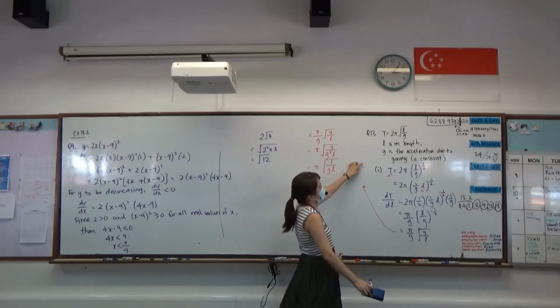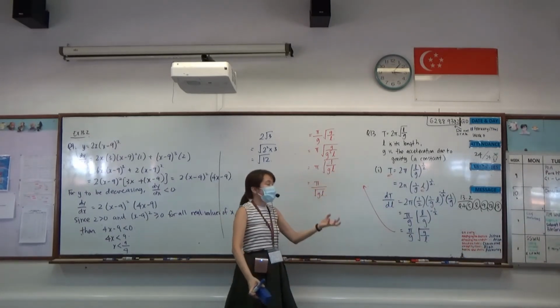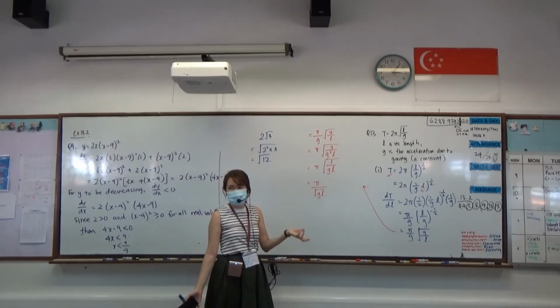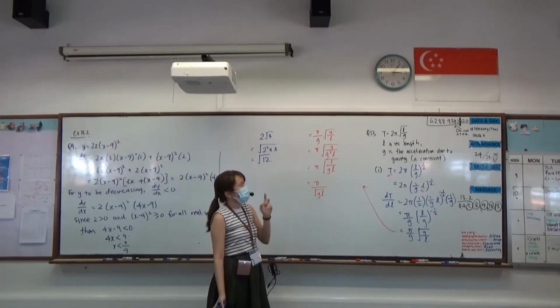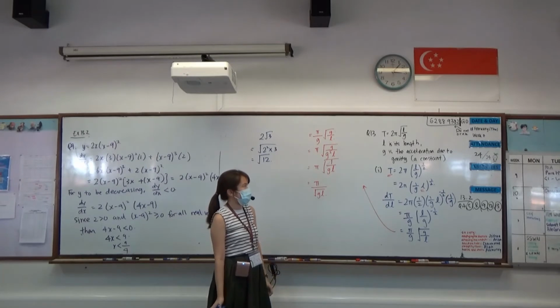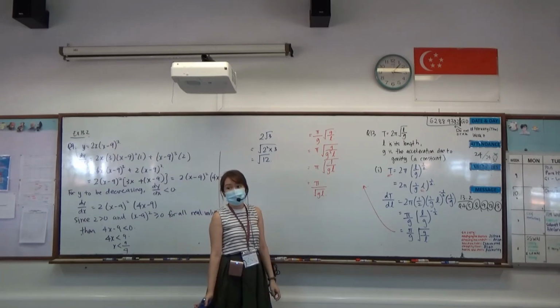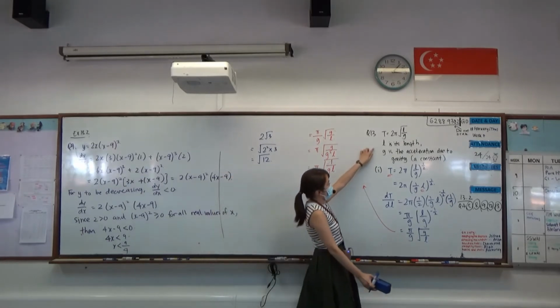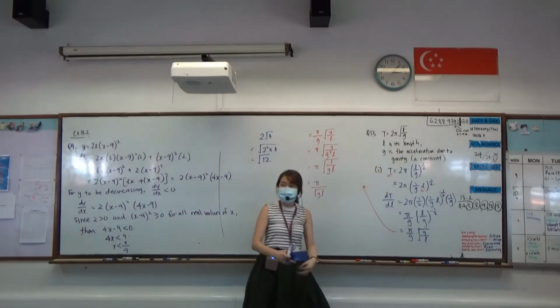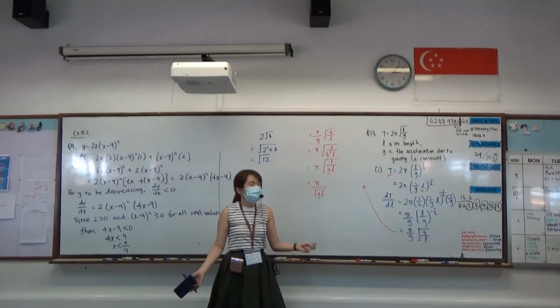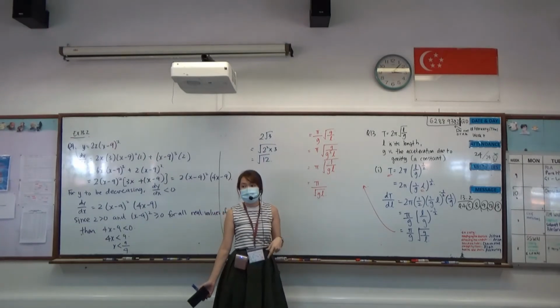So g is actually the acceleration due to gravity, right? So that is 10 meters per second squared. And actually, to improve the question, they should have specified that g is more than 0. If you know that g is more than 0, and since L is a length, length must surely always be positive. So g and L are always positive.